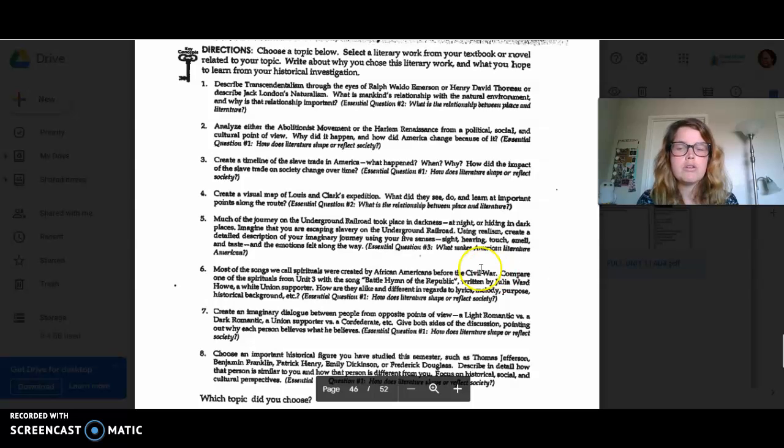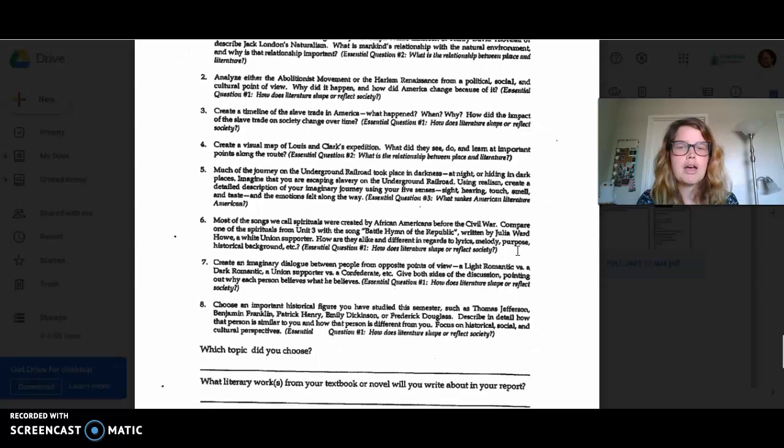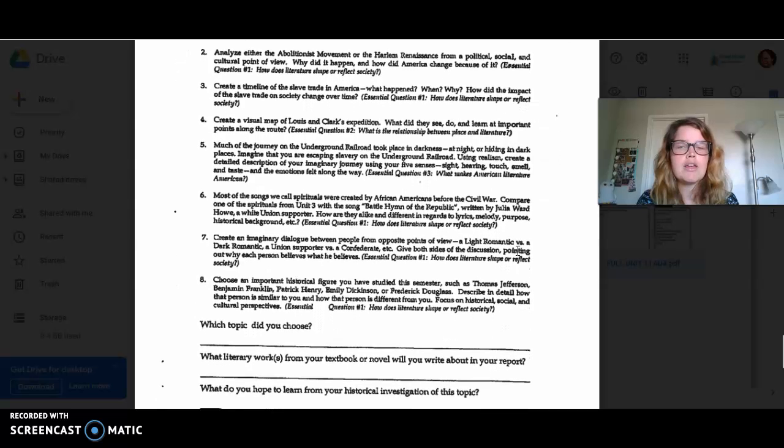Number 3, create a timeline of the slave trade in America. What happened, when, and why? How did the impact of the slave trade on society change over time? So this one, it would be very much a straightforward type of essay.